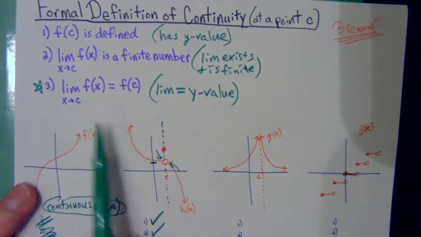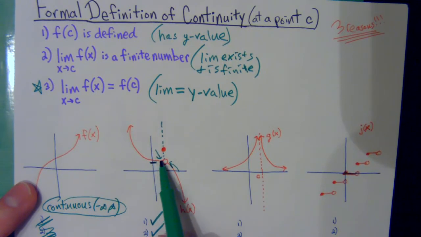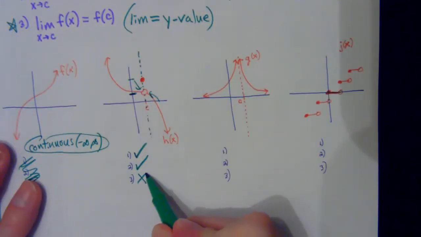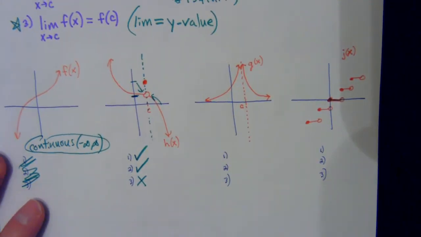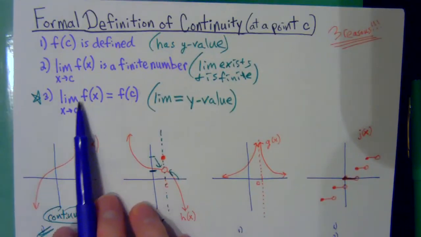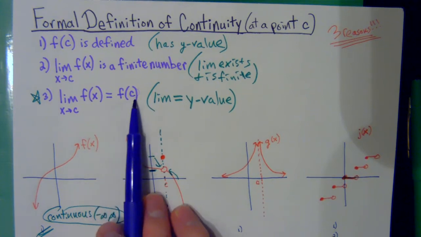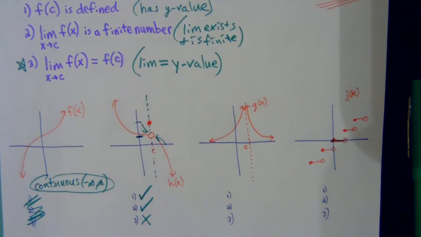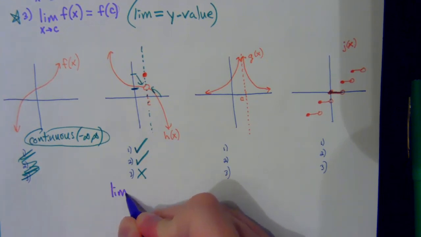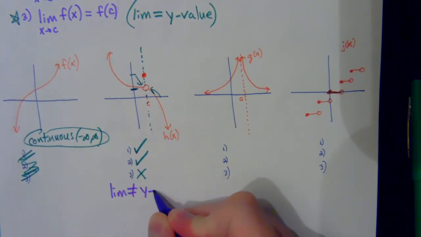But then the third stipulation, so the limit answer is down here. See how the y value is up here where you've got the closed dot. So the third stipulation is not true. The limit is not equal to the y value. So if I ask you, why is that graph not continuous using the formal definition of continuity, you could put this exact notation, limit as x approaches c of f of x is not equal to f of c, or you could just put simply in simple terms that the limit is not equal to the y value.